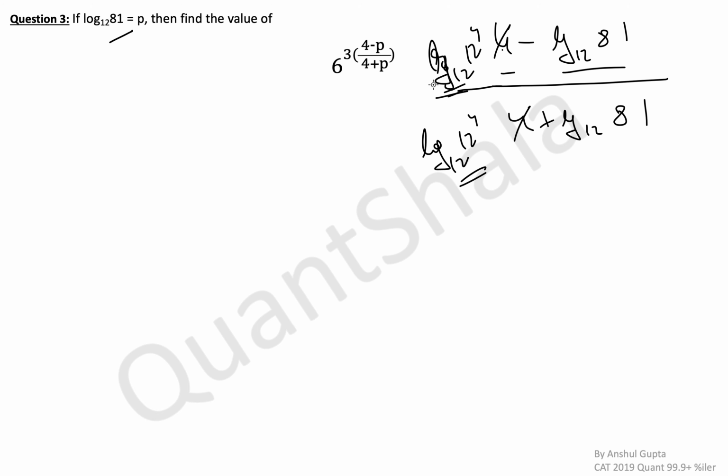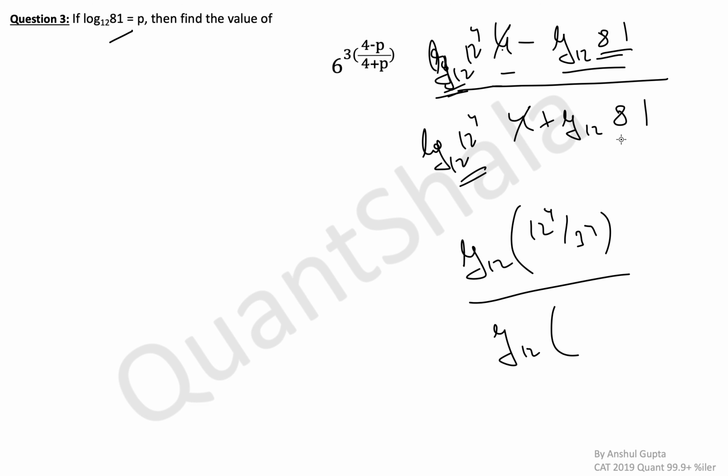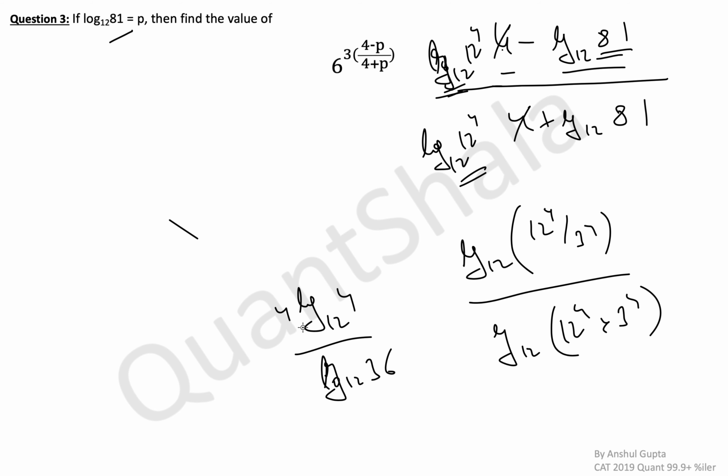Now subtracting these two log terms, simply we know that it will get divided. So we'll have log 12 of 12 raised to power 4 divided by 81. What is 81? 81 is 3 raised to power 4. So we get 12 raised to power 4 divided by 3 raised to power 4. And here we have log 12 of 12 raised to power 4 multiplied by 3 raised to power 4. So what does this become? This becomes log 12 of 4 raised to power 4. The other 4 will come here, and then this will become log 12 of 36, and then you have another 4 here.